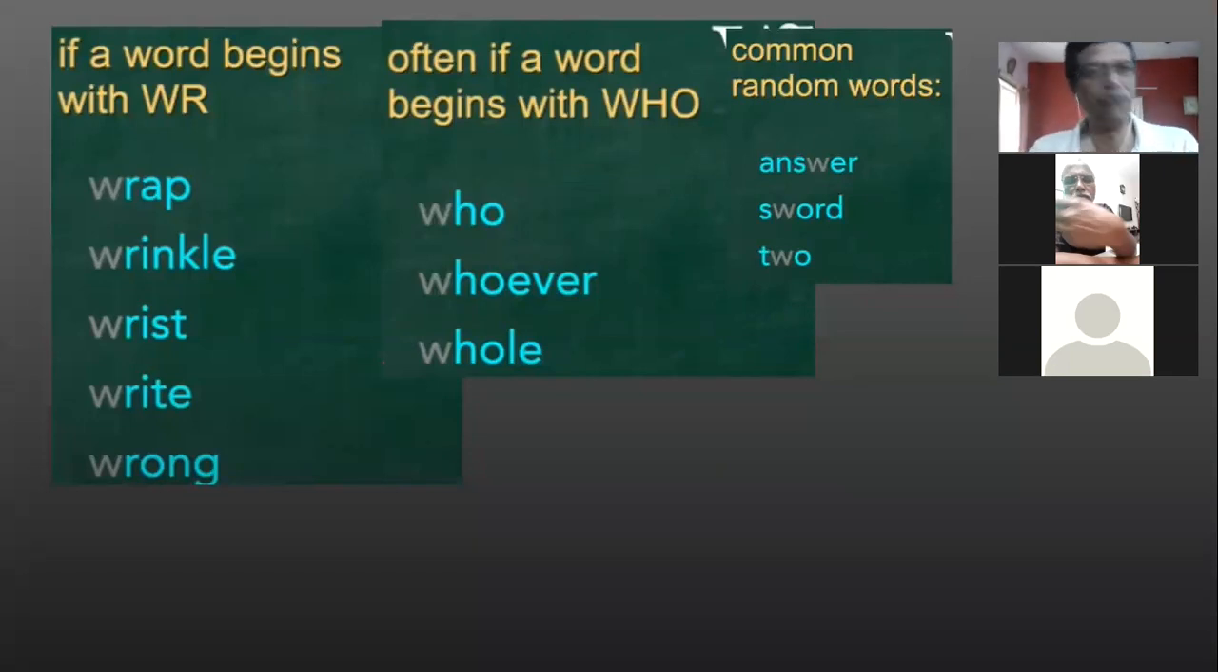V. There is nothing on V I have, and we have the next letter, W. If a word begins with WR, the W goes silent: wrap, wrinkle, wrist, right, wrong. And if a word begins with WHO, the W goes silent. It's who, whoever, whole. And some common words like answer, sword, two.